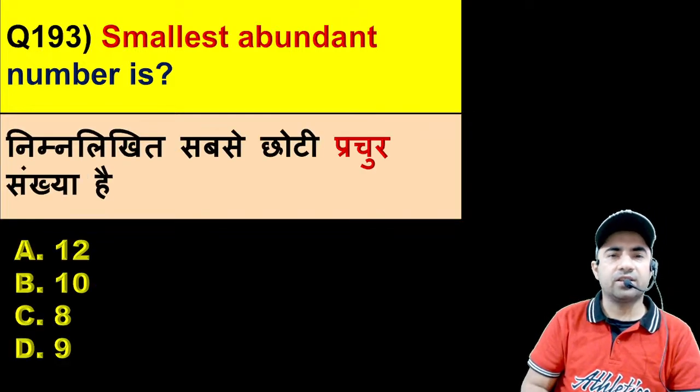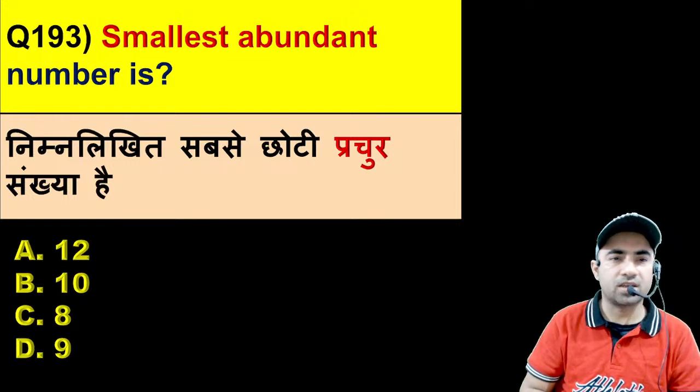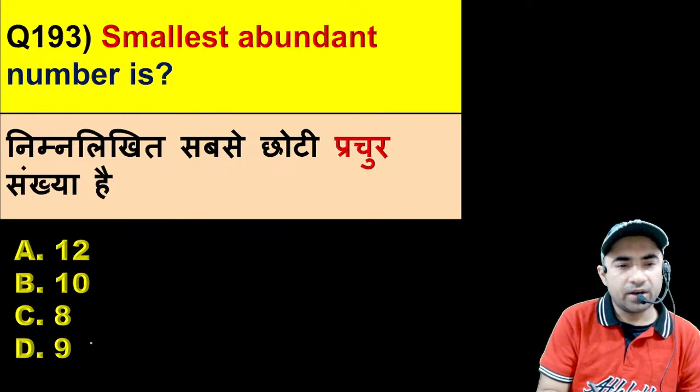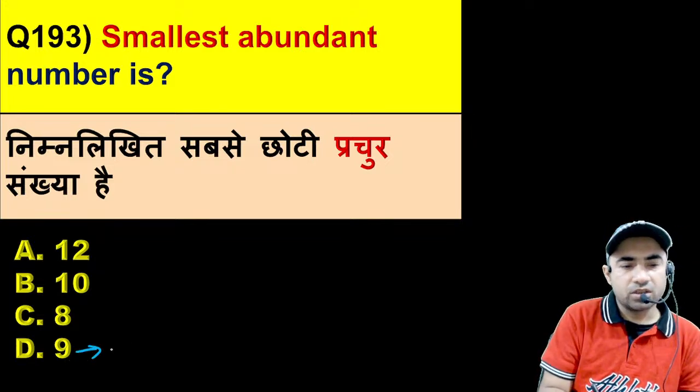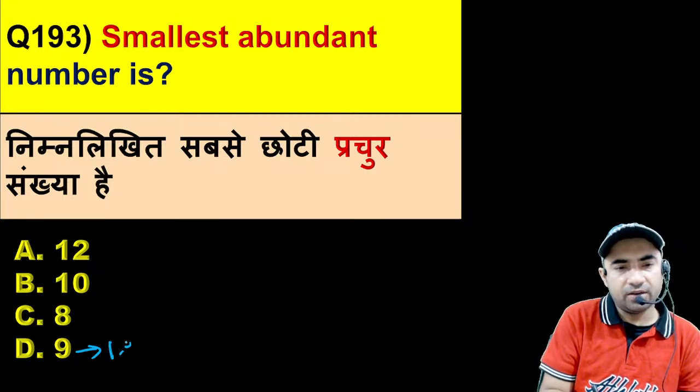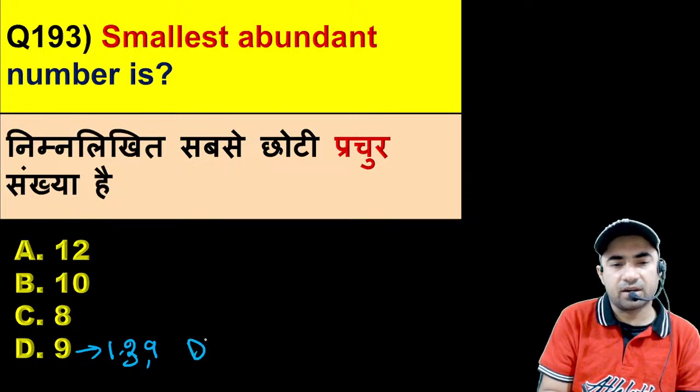The question is saying the smallest abundant number is. We have already covered this. 9 is not an abundant number because the factors of 9 are 1, 3 and 9, and the sum of proper factors is only 4. That's why it's a deficit number.